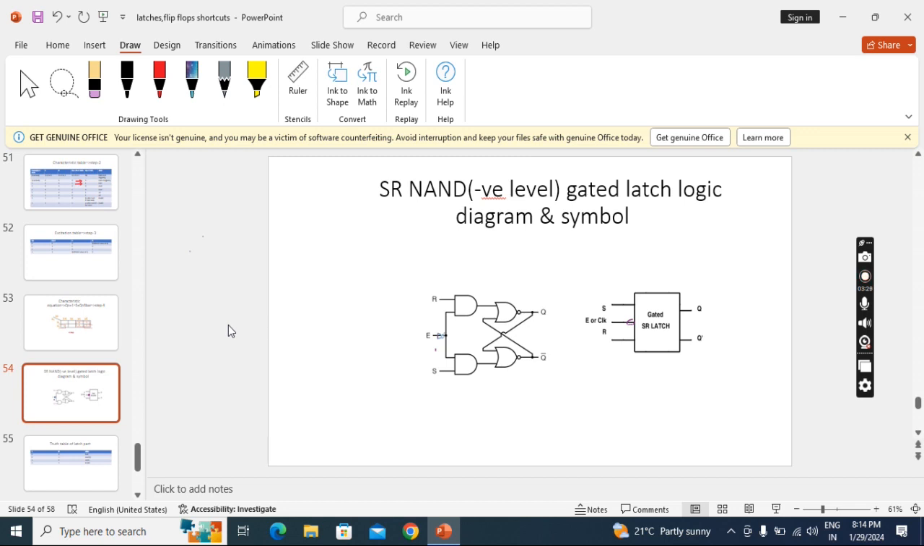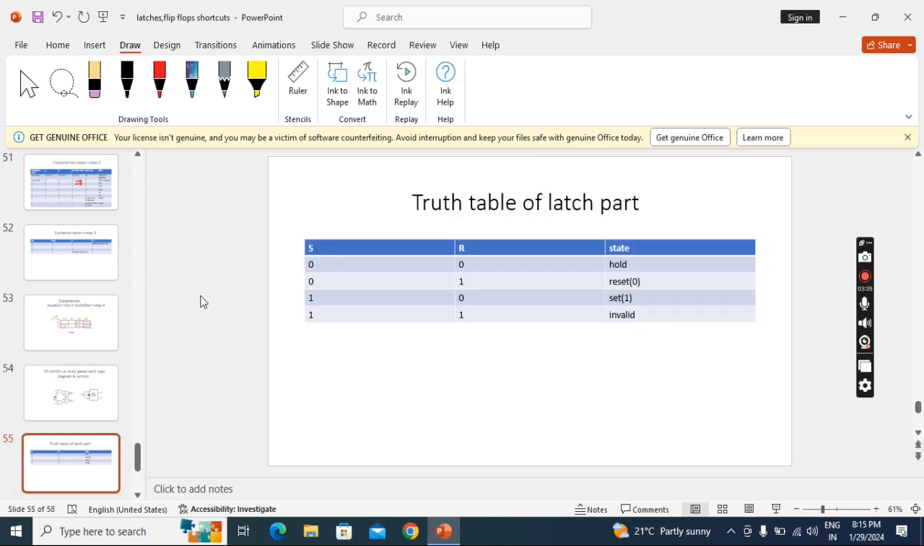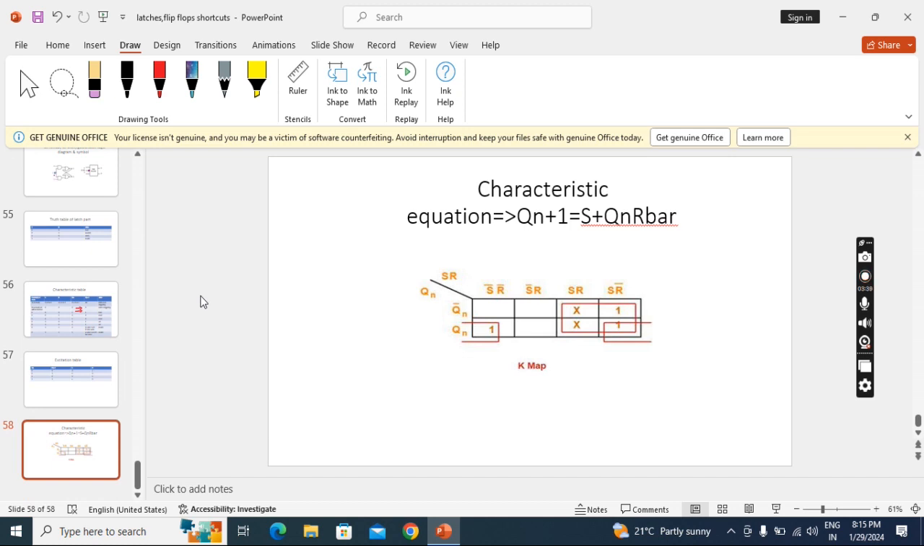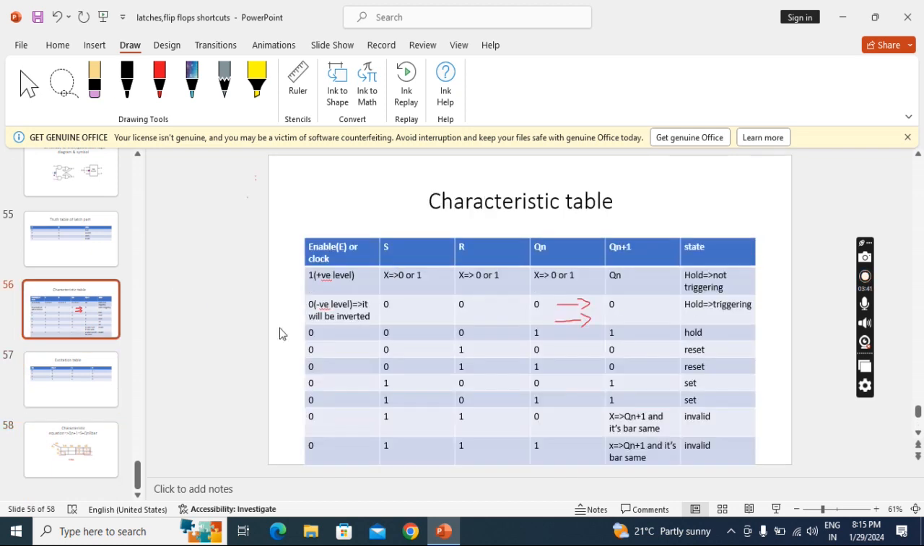Now we'll see negative level. Only here we have to keep an inverter and here we have to keep a bubble. Remaining everything is the same as positive. No other difference. Only in this table the clock values will change, right?